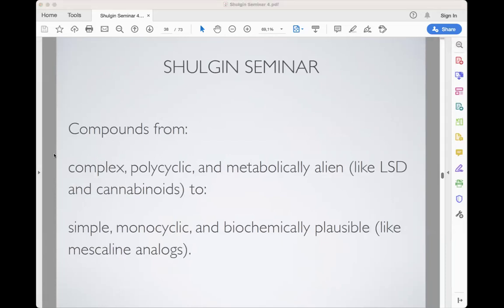And on the other hand, he says there are complex polycyclic, metabolically alien compounds, right?